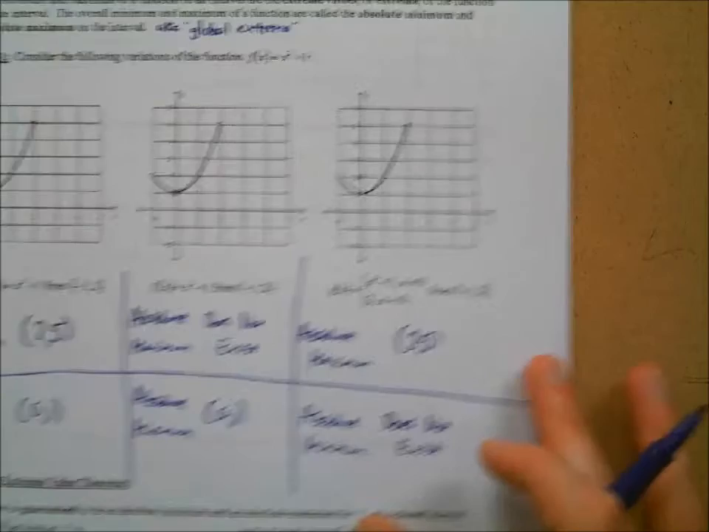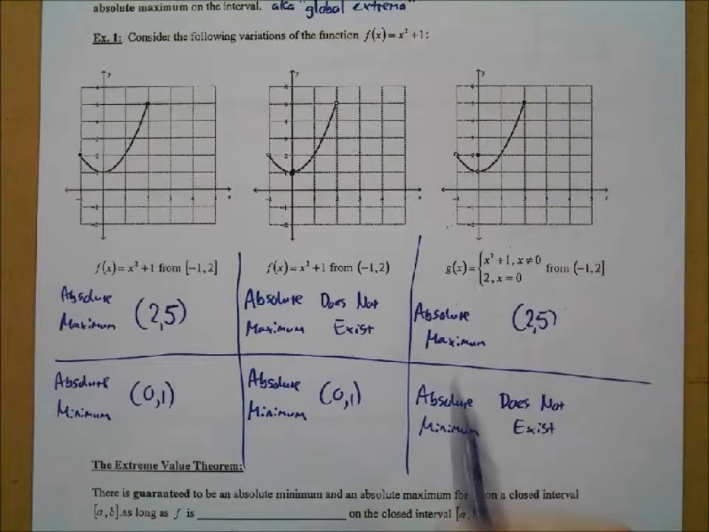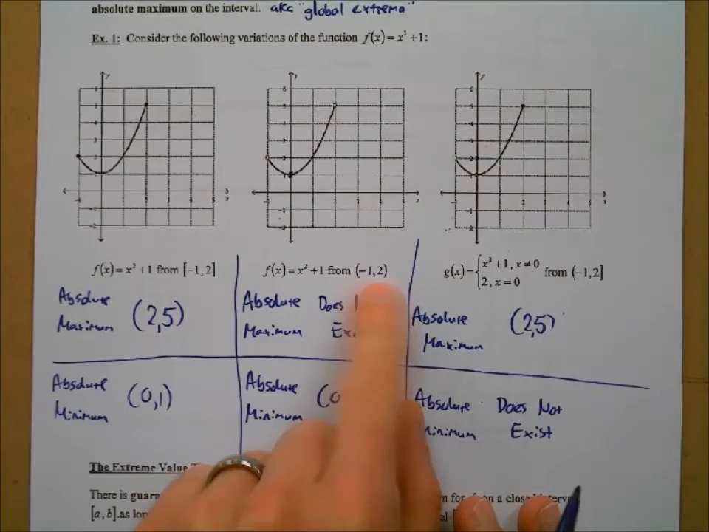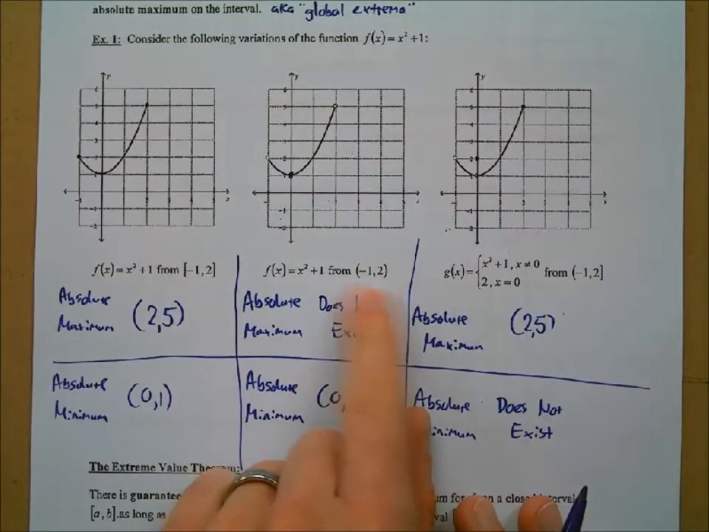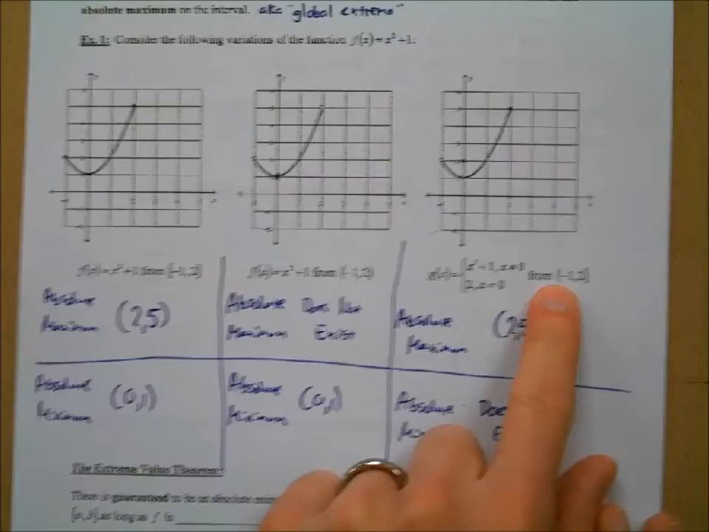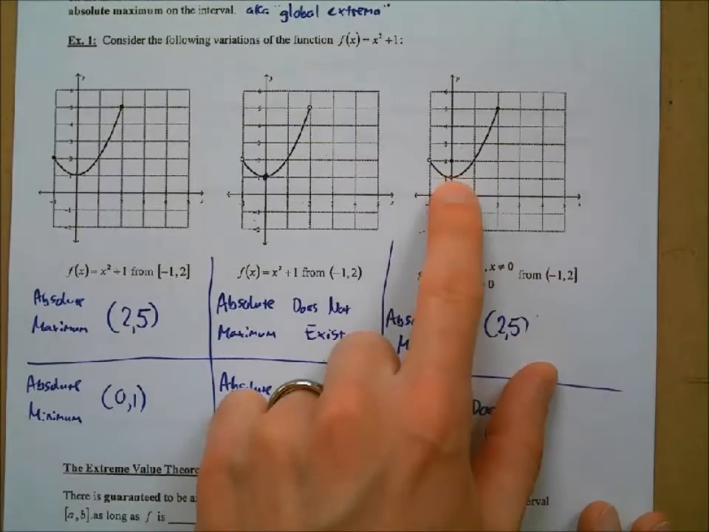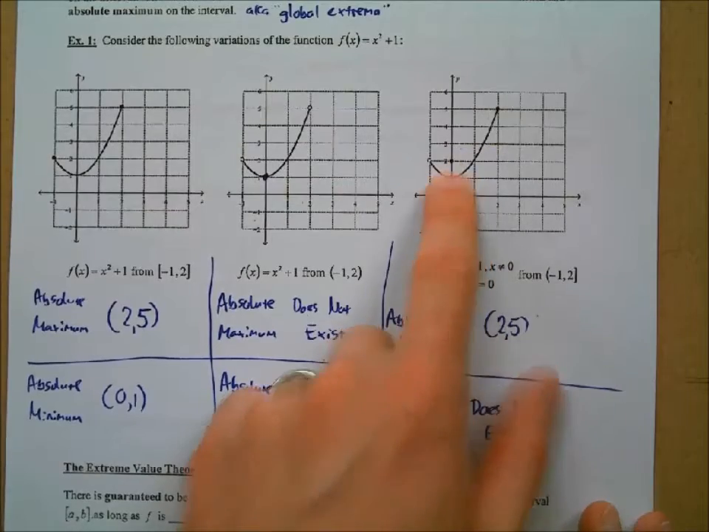So in both of these scenarios, we ended up with absolute extrema that did not exist. One here because we excluded the endpoints. And then here, we still had the -1, but the problem was that we had an open circle at the lowest point, and so it's not continuous there.